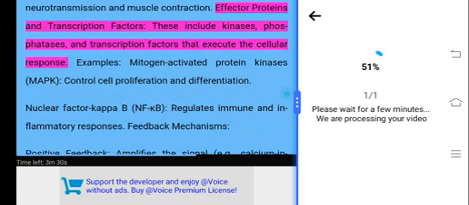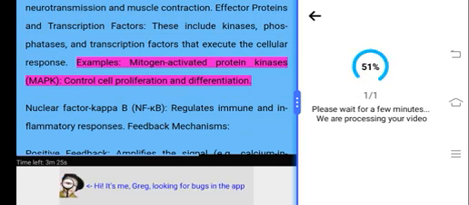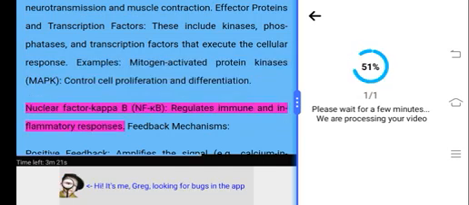Effector proteins and transcription factors. These include kinases, phosphatases, and transcription factors that execute the cellular response. Examples: mitogen-activated protein kinases (MAPK) control cell proliferation and differentiation. Nuclear factor kappa B (NF-kappa B) regulates immune and inflammatory responses.